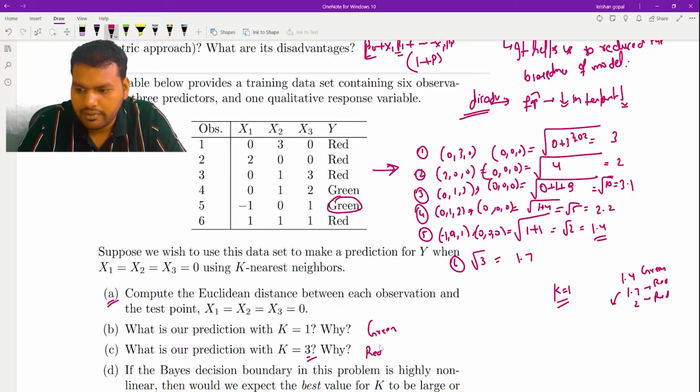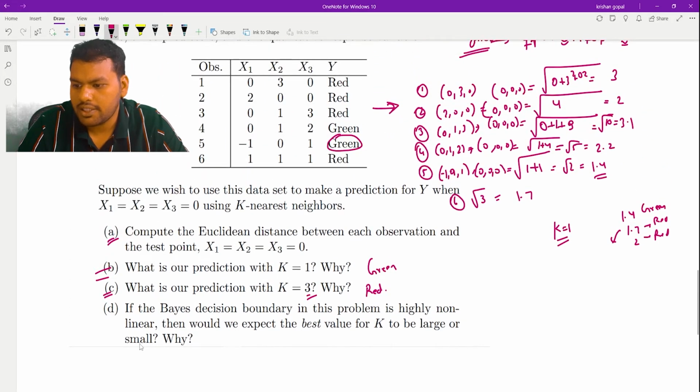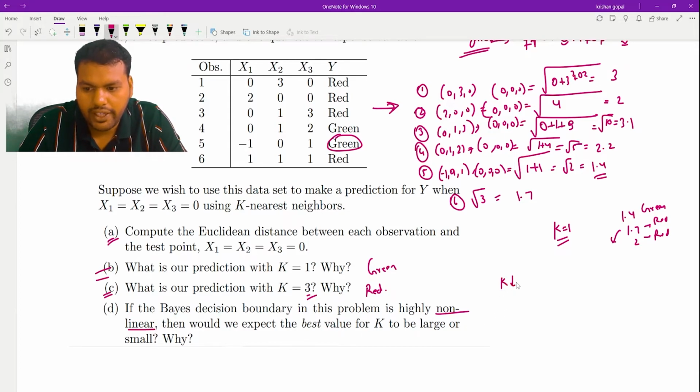Okay, easy. So this is how our KNN works. Now if the Bayes decision boundary in this problem is highly nonlinear, would we expect the best value for k to be large or small? I discussed already that if k is small, it will overfit. If k is very large, it will underfit.